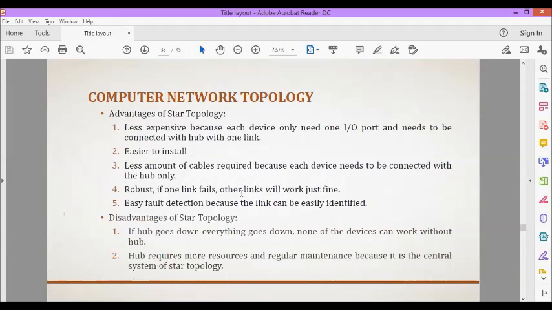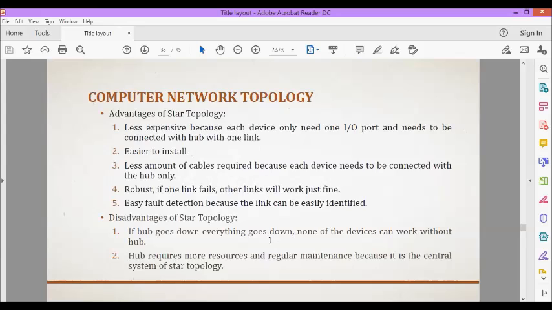So less expensive because each device only needs one input and output port, and needs to be connected with the hub with one link. It is easier to install. Less amount of cables required because each device needs to be connected with the hub only. Robust: if one link fails, other links will work just fine. And easy fault detection because the link can be easily identified.